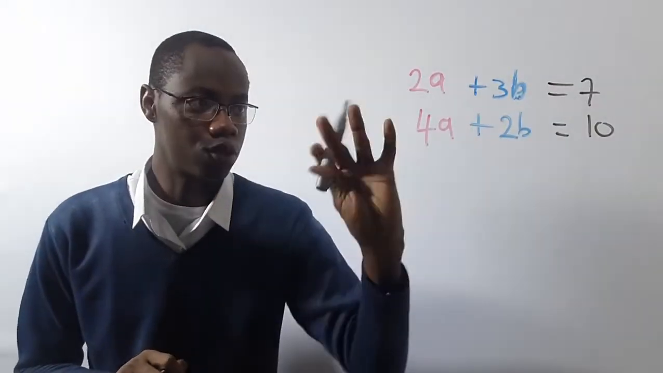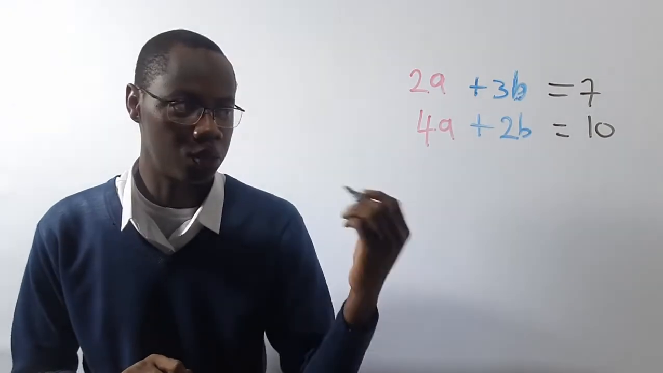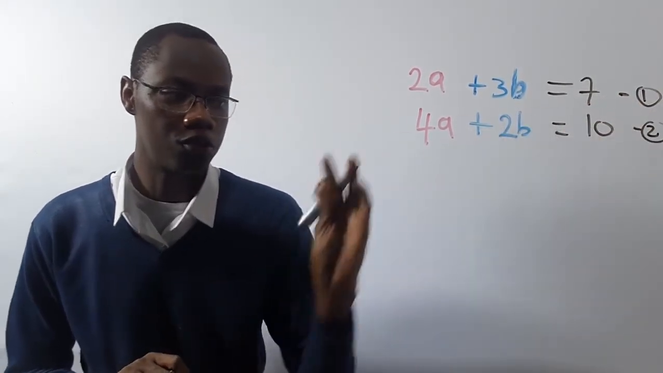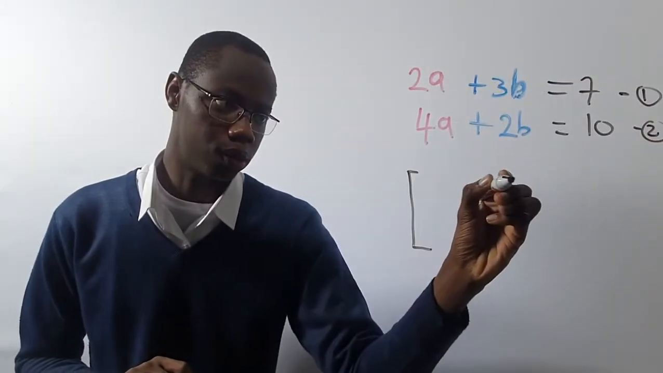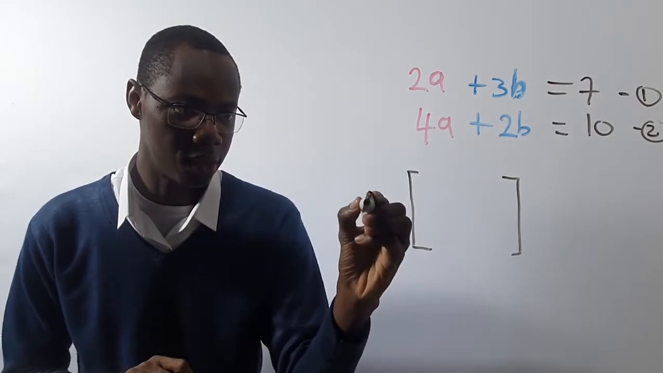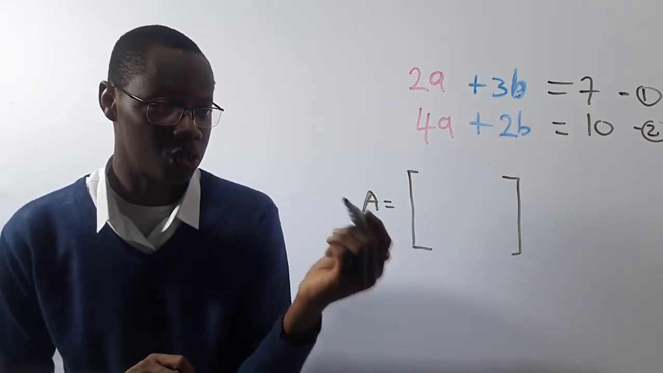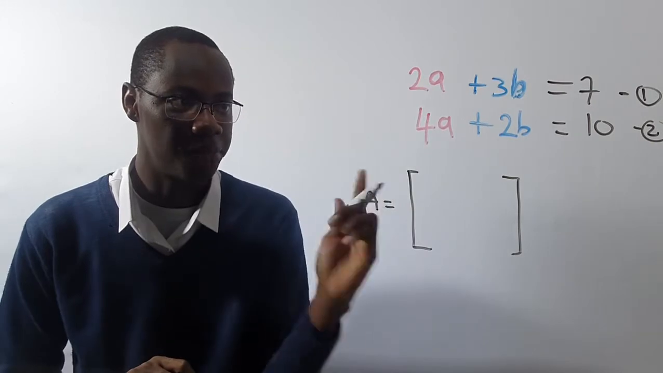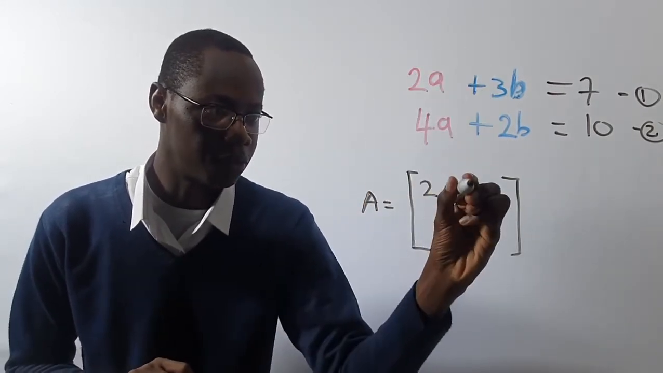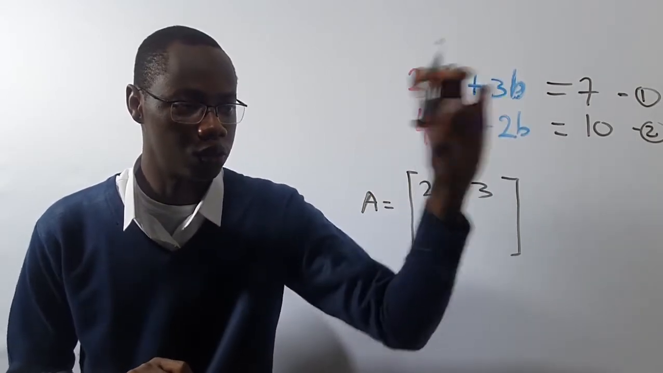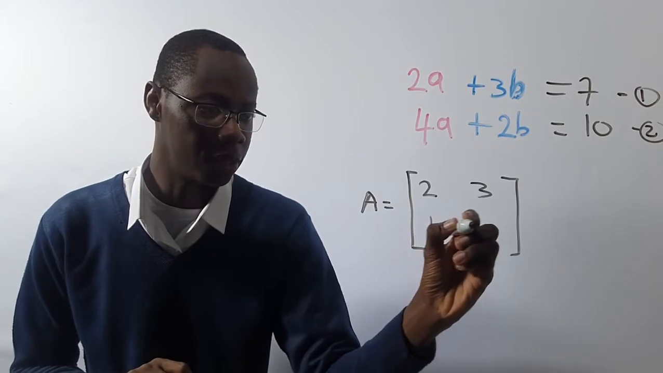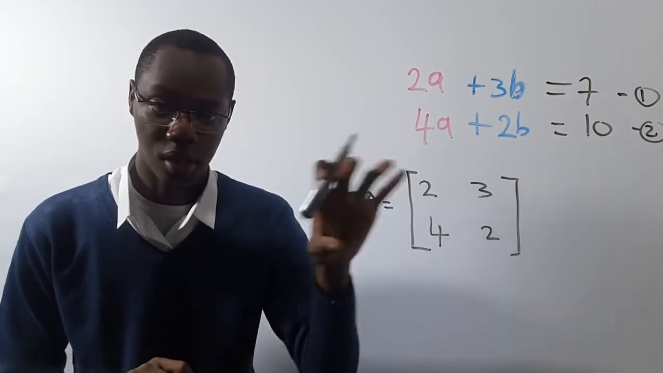So now to solve this, we're having two variables. This is equation 1 and equation 2. Two variables, two equations. All we need to do is bring out our matrix A. This is our matrix A now. Just copy and paste 2, 3, that's the first row. Then the second row, 4, 2, like we've done earlier. Like this, this is our A.